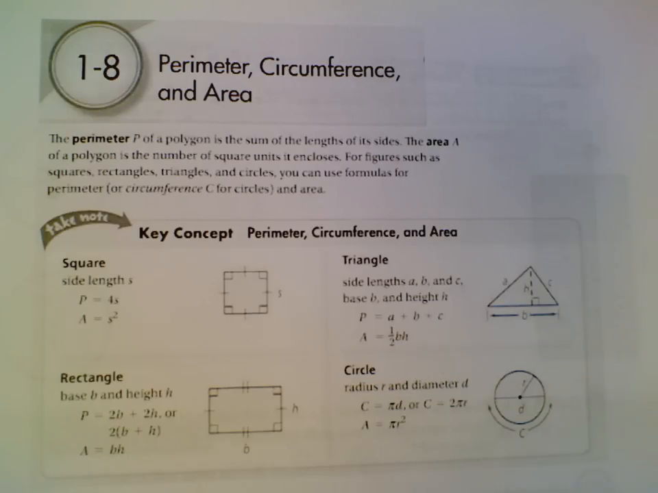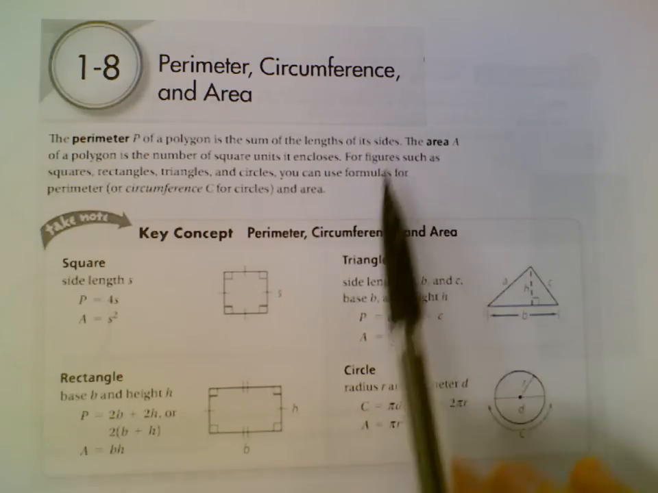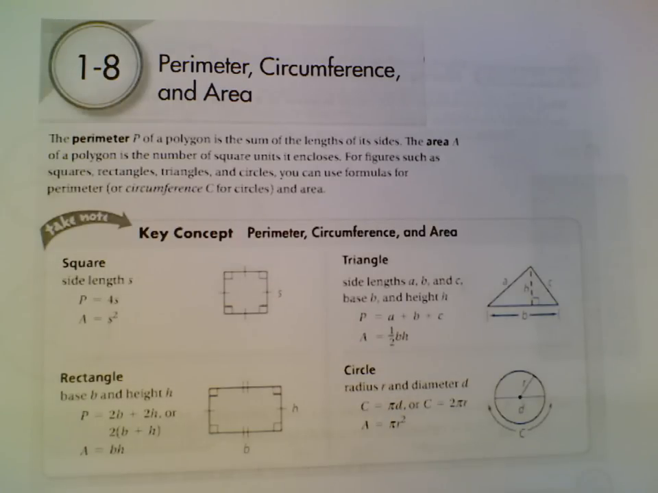The last section in Chapter 1 is perimeter, circumference, and area. So perimeter is the sum of the lengths of all its sides. That means you want to always add up the sides. So when I'm talking about the perimeter of my yard, I have a fence, so I'm going to add up all the lengths of those fences. The area is all of the space inside of there.